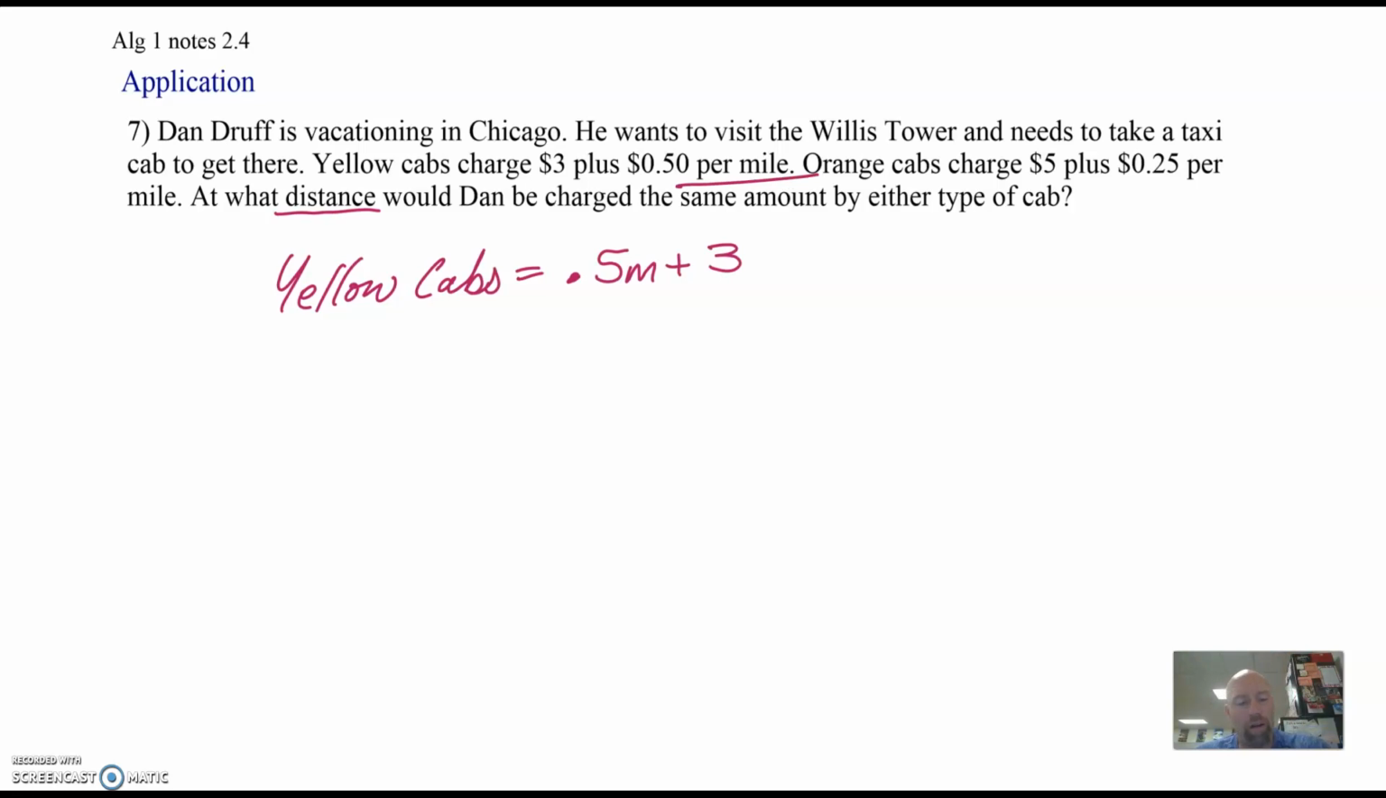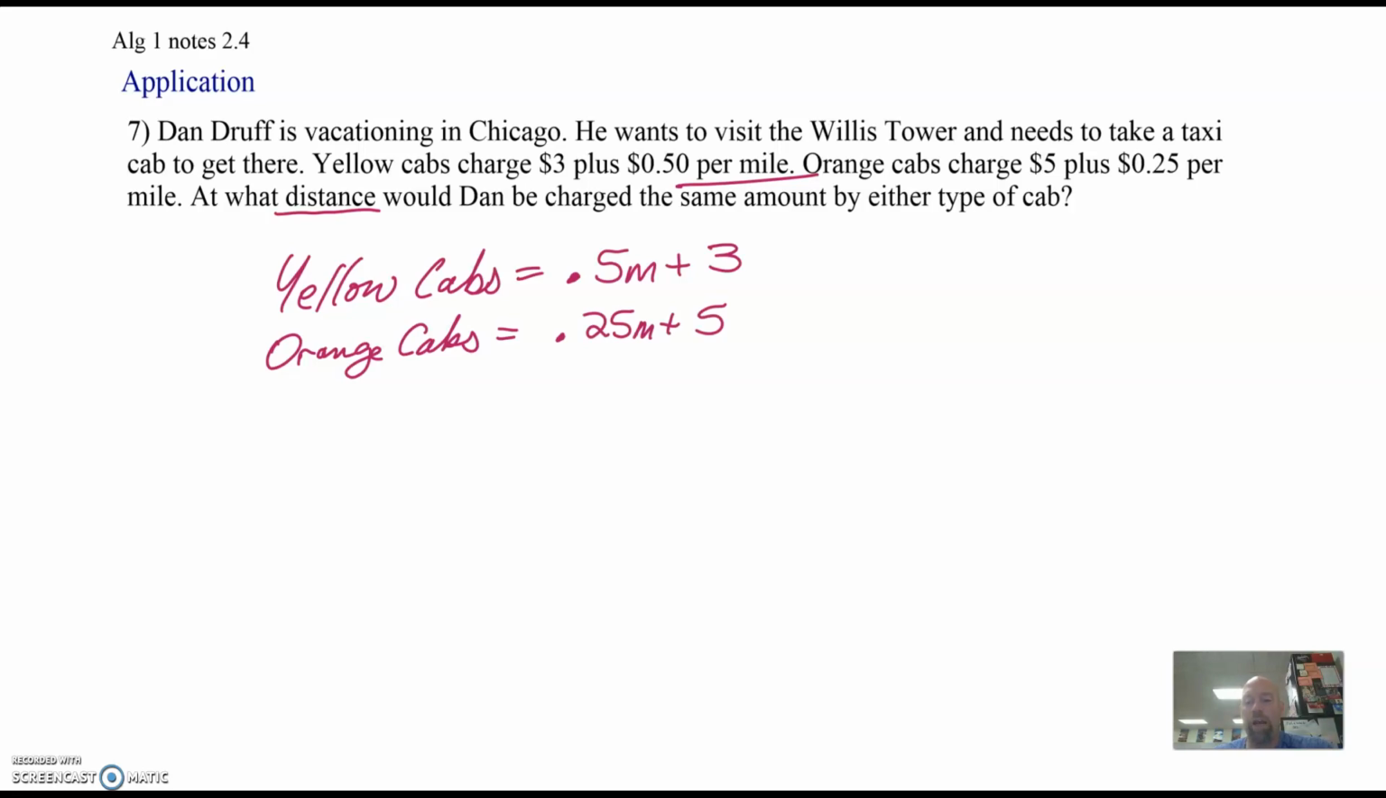Okay, so what I want you to do right now is pause the video and come up with the equation for orange cabs. Now that I've helped you come up with the equation for yellow cabs, it might be a good place for you to figure out how to write an equation with a real life situation. So pause the video right now, and when you come back, I want a hand check. I want to make sure you don't have a pencil in your hand so that you are checking correctly. Okay, pause.